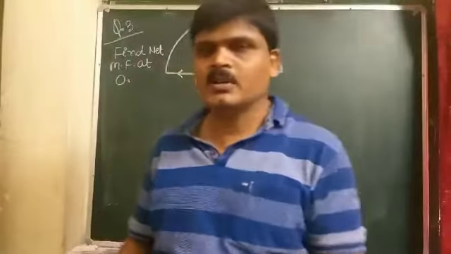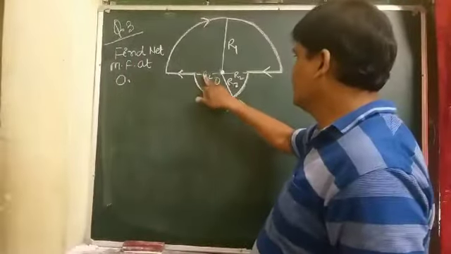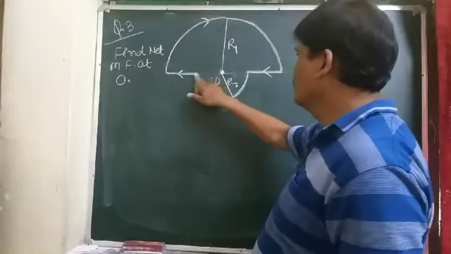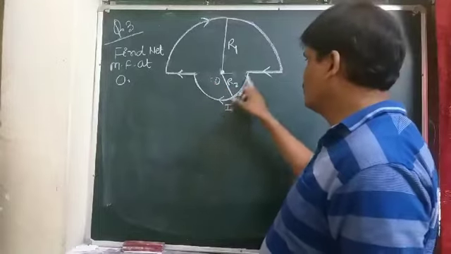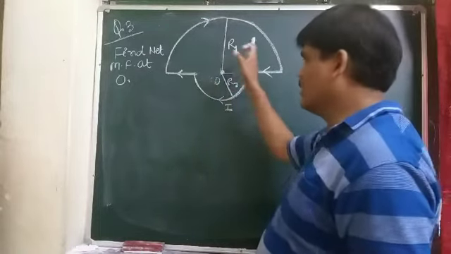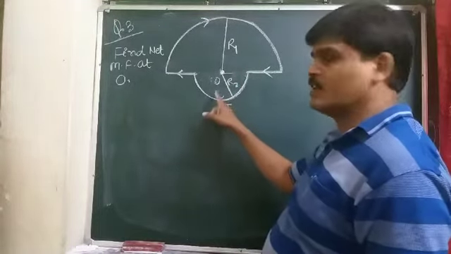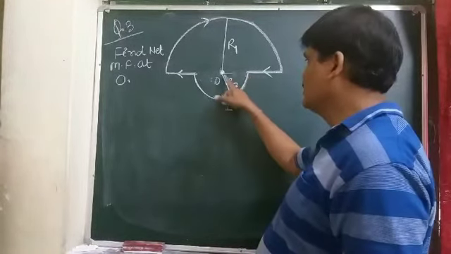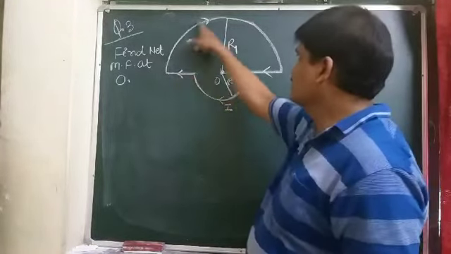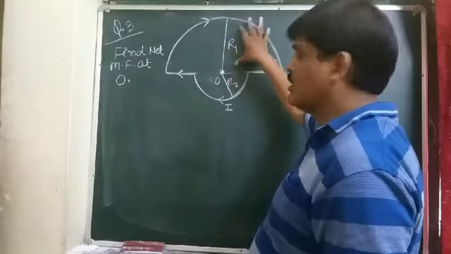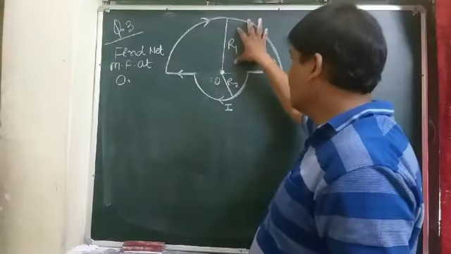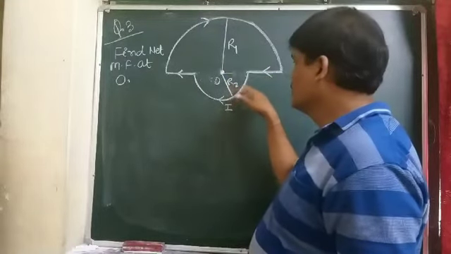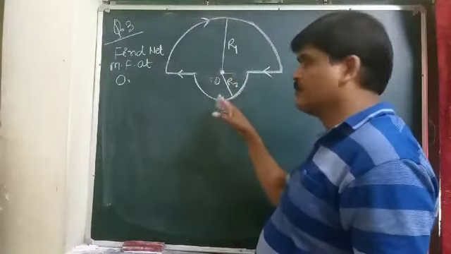Now student, we have to find the magnetic field at the point O due to this diagram. The current flowing in this diagram is I. This is the semicircular part of radius R2, and this is also a semicircle, but of larger radius, and the current is flowing in the clockwise direction.